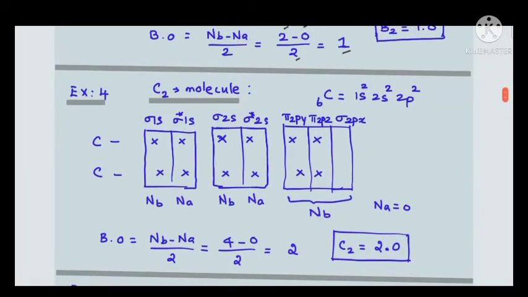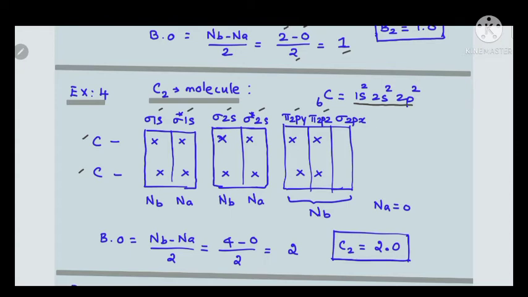What is the C2 molecule? The carbon atom electronic configuration is 1s2 2s2 2p2, because it has atomic number 6. So this is one carbon atom, this is another carbon atom. Now they combine to form the carbon molecule. The 6 electrons are placed in the molecular orbitals like this: sigma 1s2, sigma star 1s2, sigma 2s2, sigma star 2s2, whereas in the bonding p orbitals there are 4 electrons in total, placed in the pi 2py and pi 2pz orbitals.